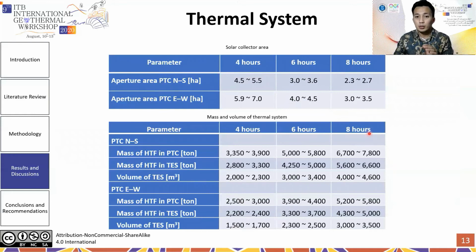For the thermal system result, in this system, we use the north-south alignment and choose the 6 hours of probabilistic of the duration of sunshine, or the LPM. It will need an aperture area of around 3 hectares, and for the mass and the volume of the thermal system, it will need 5,000 HTF in the parabolic trough concentrator, and it needs 4,000 HTF in the thermal energy storage, and it needs 3,000 cubic meters of volume for the TES.